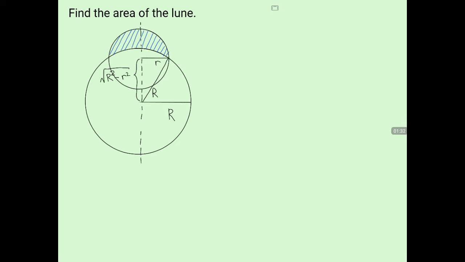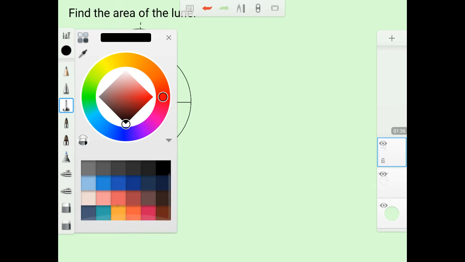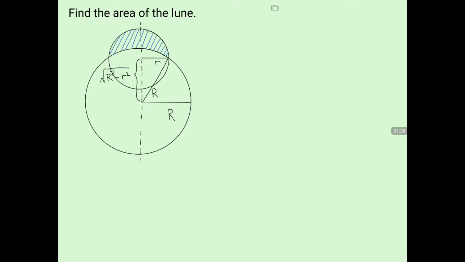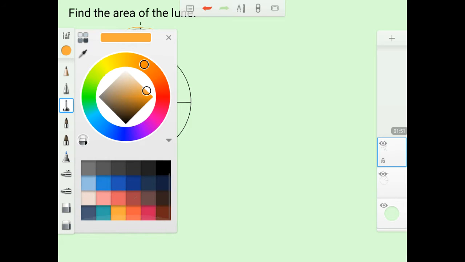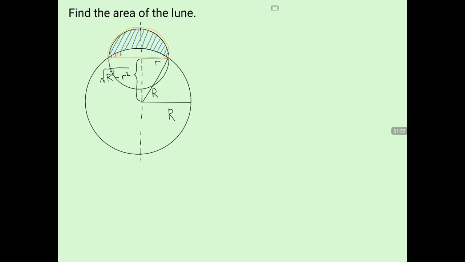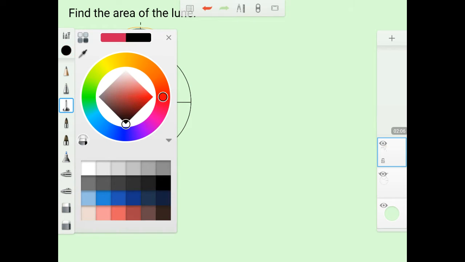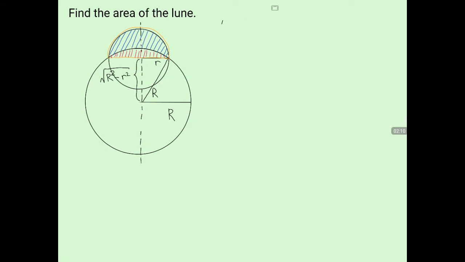So now, if we want to find the area of this Lune, one way that we could do it is by subtracting areas. So we could first find the area of this semicircle, and then subtract the area of this red section that I'm filling in right now. Then we would be able to find the area of this blue Lune. So let's do that. I'll write down the area of the semicircle, which is equal to pi little r squared, divided by 2, because it's half the area of a circle.